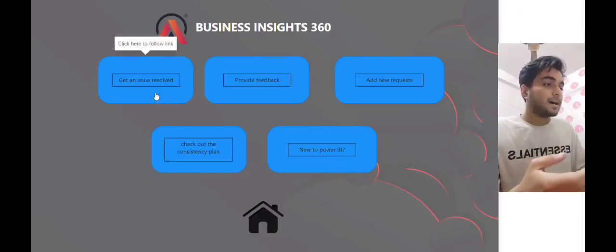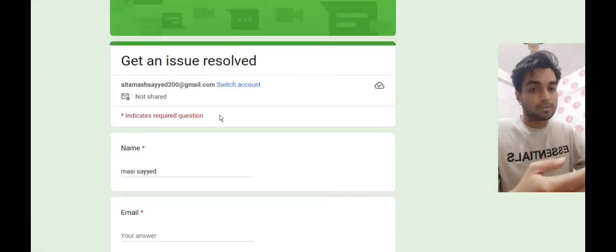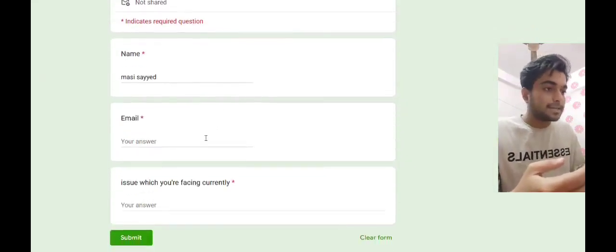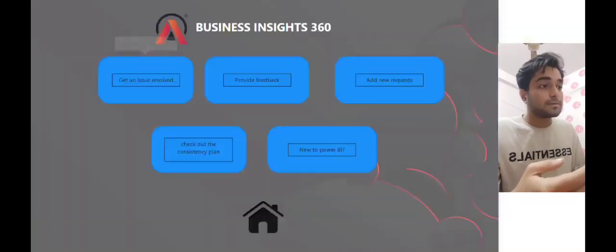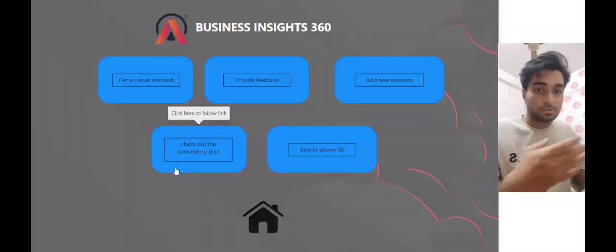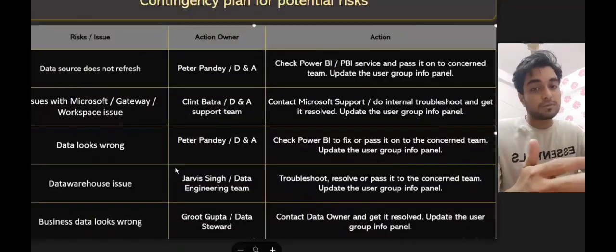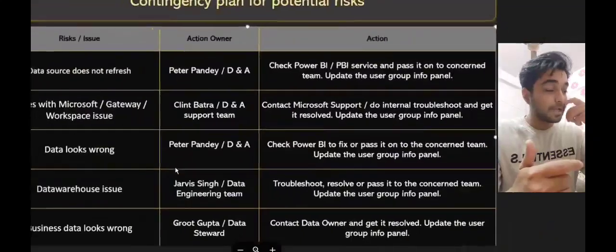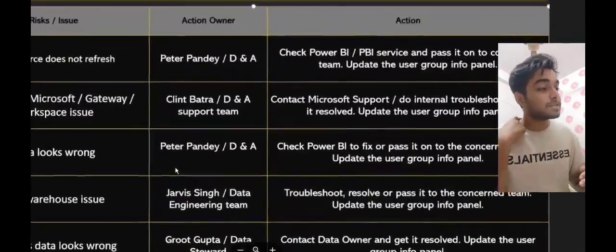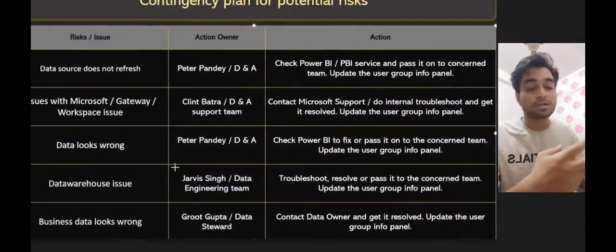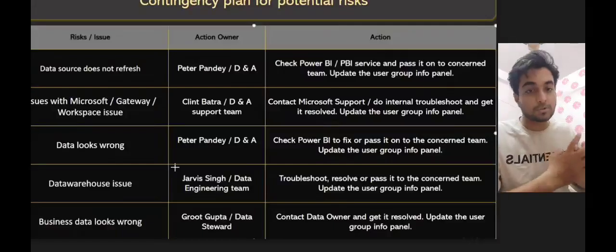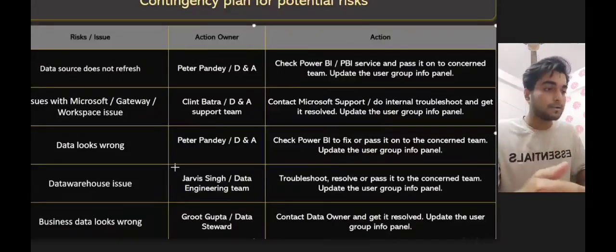Similar to that, if you want to check out the consistency plan of the project, for example, what roles have been assigned to what person in the company. Let's say your problem is that my data does not refresh very well. I'm sorry for this. So the action owner whom you should contact, who's responsible for that part, is Peter Pandey. And the action he must take is that he'll be checking the Power BI and PBI services and pass it on to the concerned team on Google Meet or Microsoft Teams and update the user info panel. Similar to that, there are risks and issues, other things like data warehouse issue, business data looks wrong.